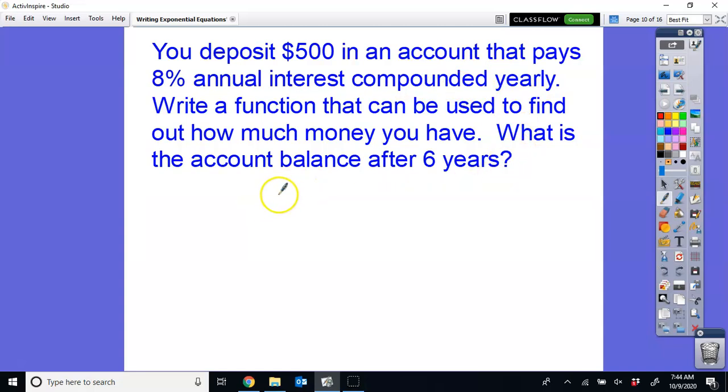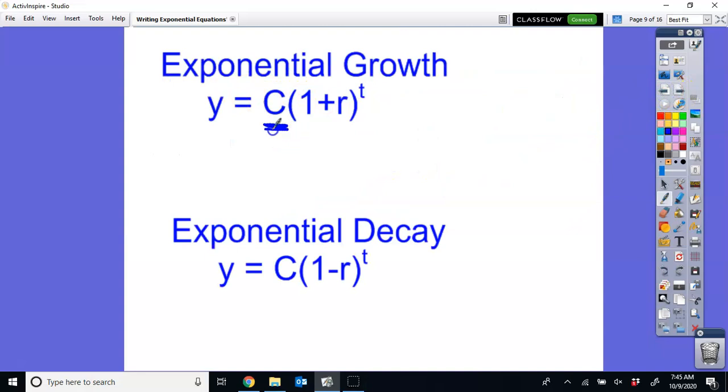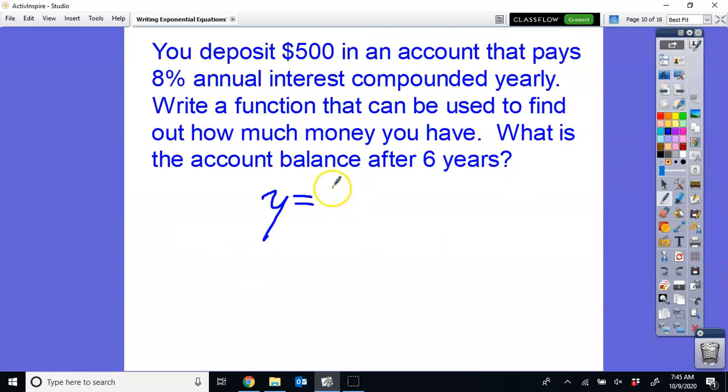We're going to write the function. So again, that's what we're practicing today, is writing the function. So I'm going to use that knowledge of exponential growth being that beginning amount, 1 plus the rate, raised to the time. So the beginning amount here is $500. That's what I deposit at the beginning.